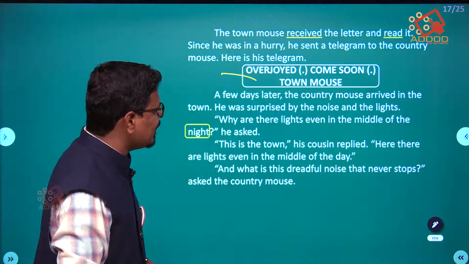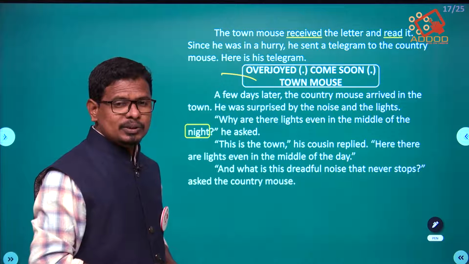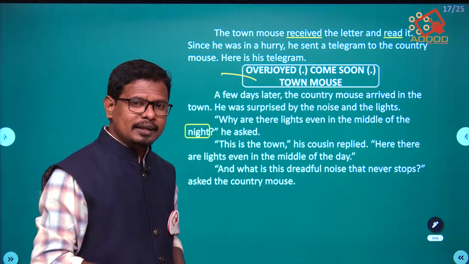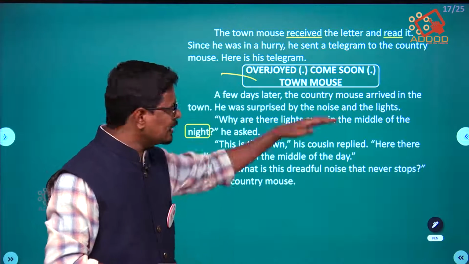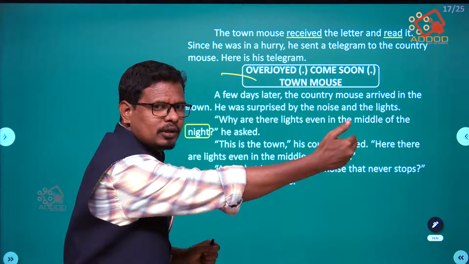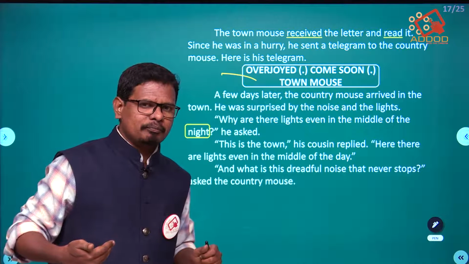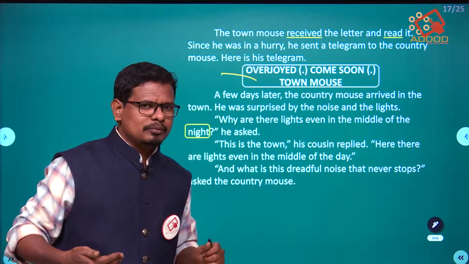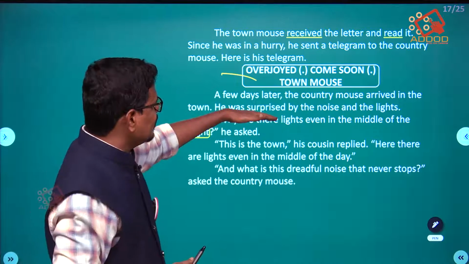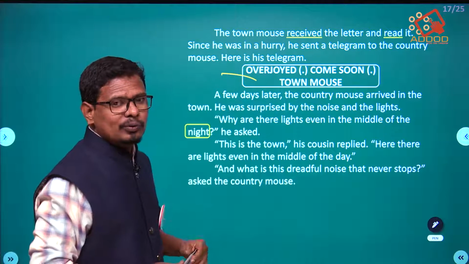He was surprised by the noise and the lights. Okay, the country mouse now arrived. It was peaceful in the countryside. When it comes to the town side, it was really busy. It wasn't that peaceful. Okay, now he is surprised to see who?